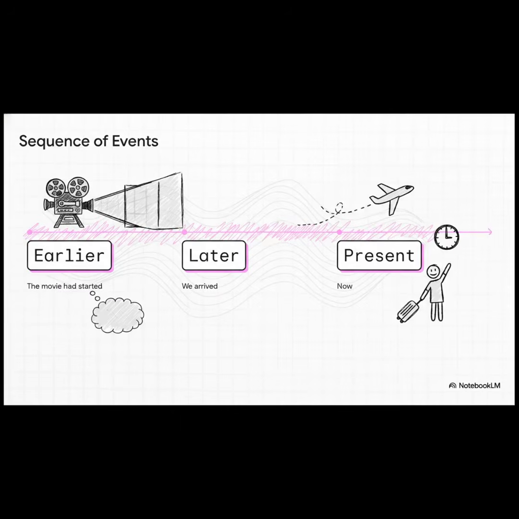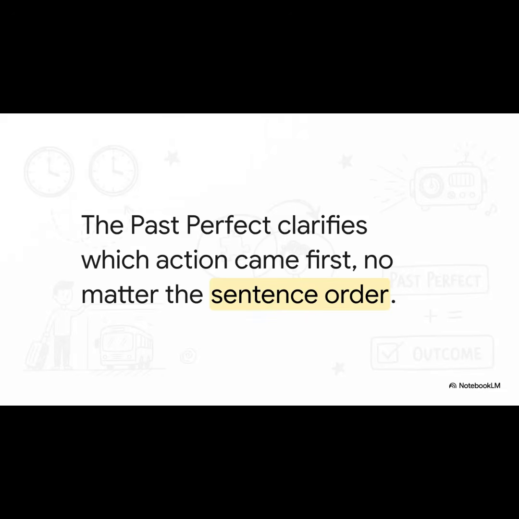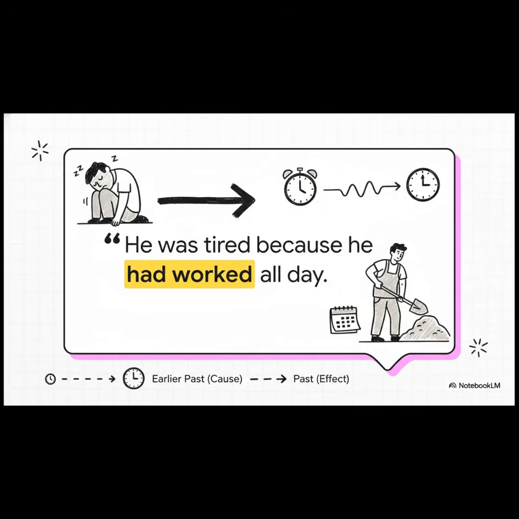It's amazing. And get this, you could flip that whole sentence around and say the movie had started by the time we arrived, and the meaning stays exactly the same. The word order doesn't matter because that simple little word had is what locks in the sequence of events. Let's look at another one of its jobs, explaining cause and effect. He was tired because he had worked all day. Again, two past events. So why was he tired? The reason is right there, in the earlier past.